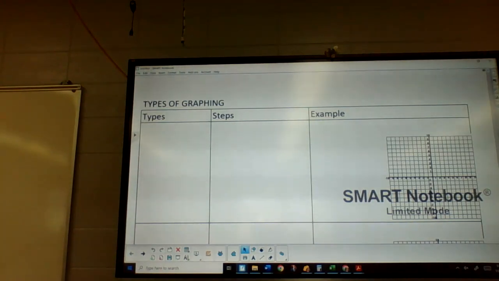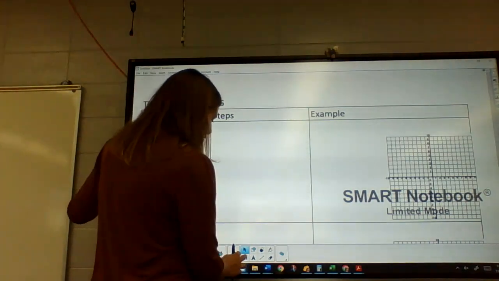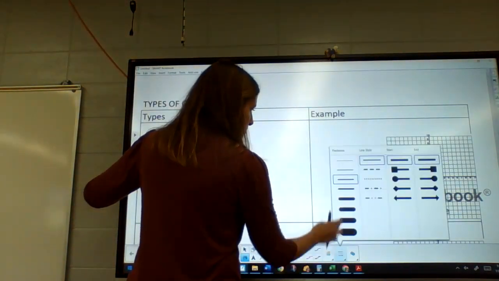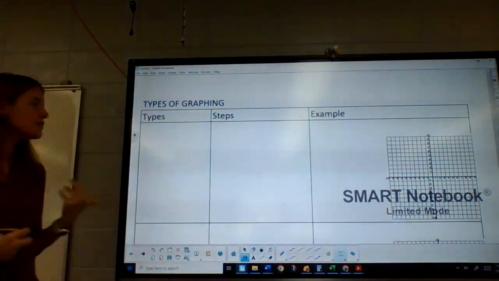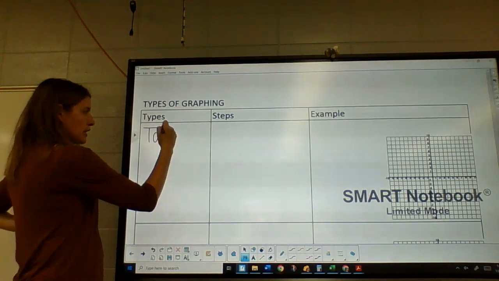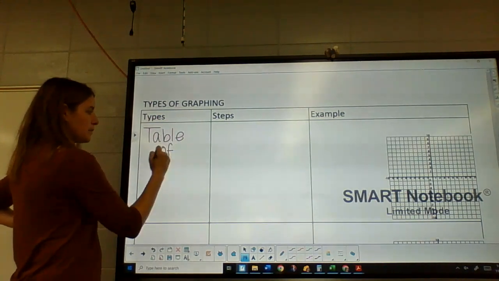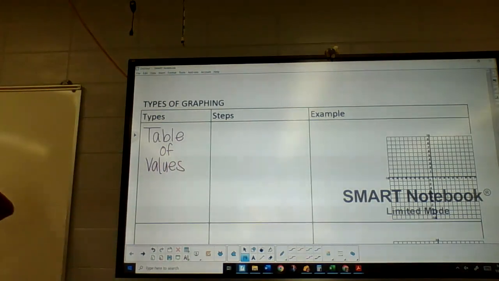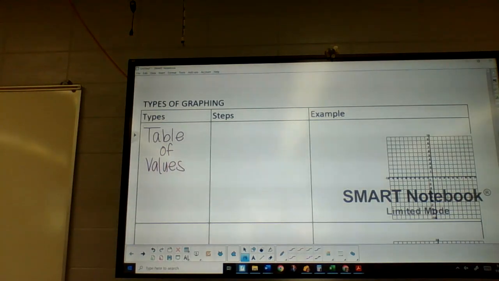Our first one we learned, we could graph by a table of values. If we have no idea how to graph, the type is going to be a table of values. If you guys could put this on your salmon sheet. On the review that we're doing tonight for our homework, you're going to graph by a table of values for questions 8 through 10.